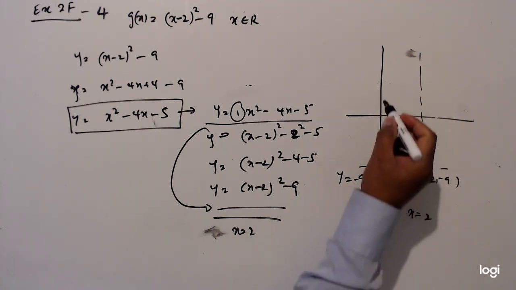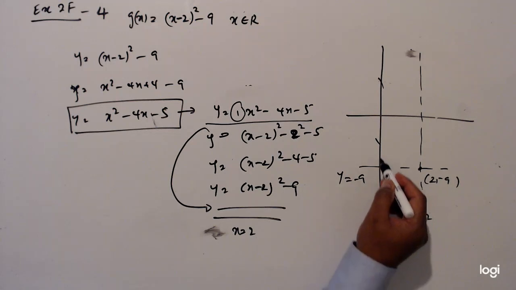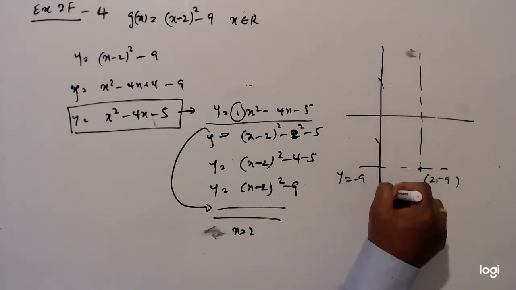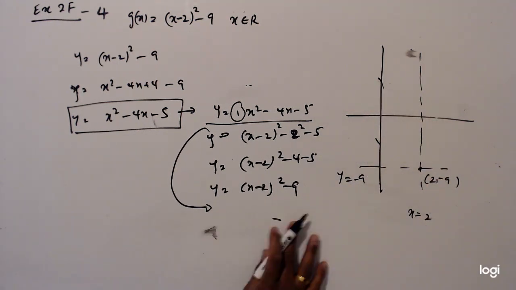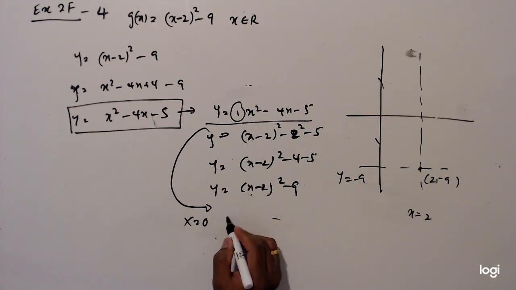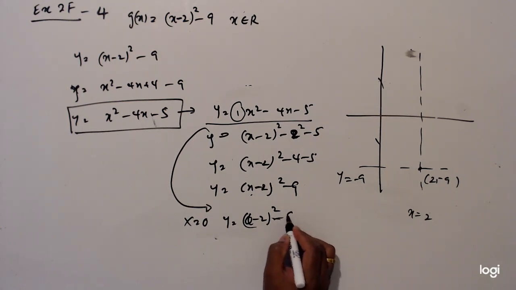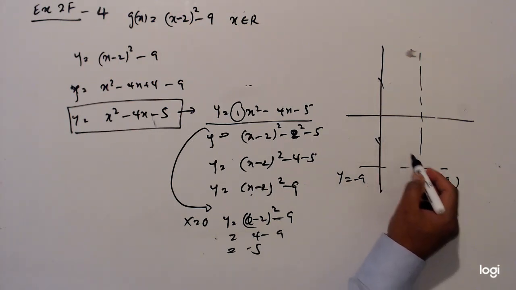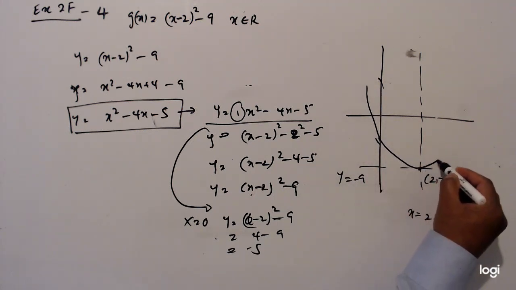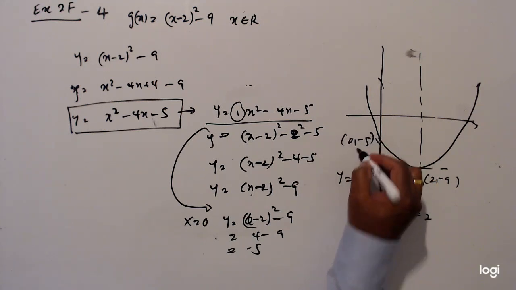Now I want to find the y intercept. I don't know if it is here or here. So we know that the x value has to be 0 on the y-axis. So from here, when we put x equals 0, so y equal (0 minus 2) square minus 9. 4 minus 9, that is minus 5. So then the graph cuts at -5. So this is 0, -5.